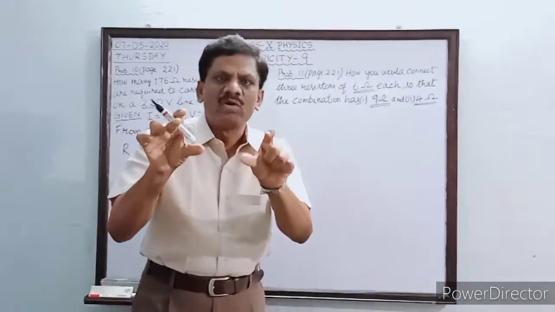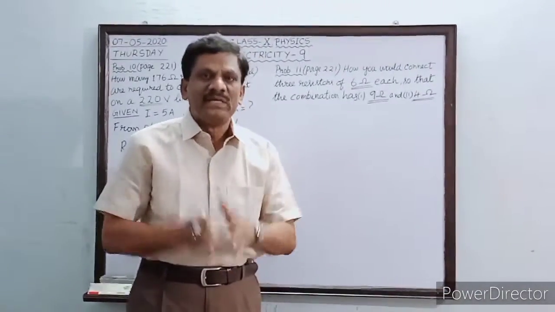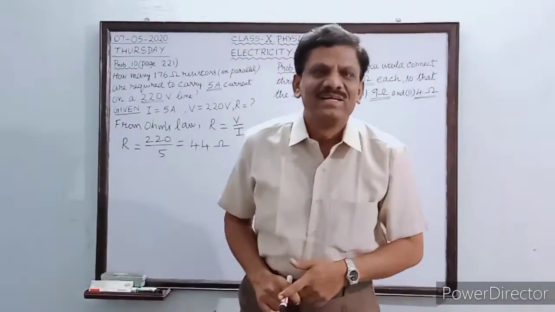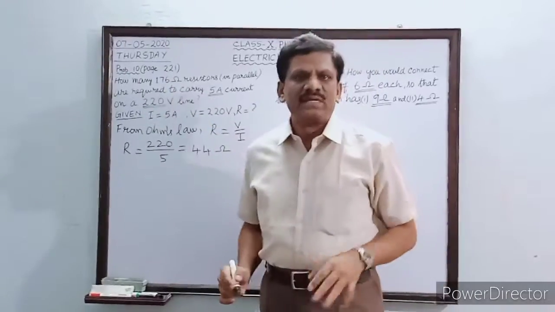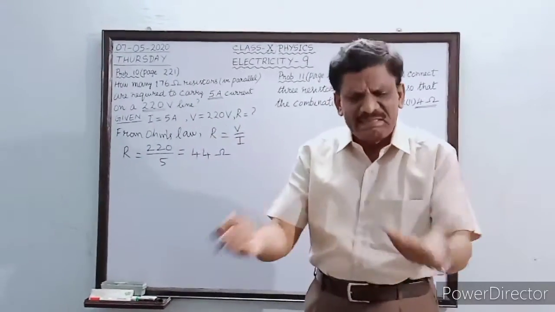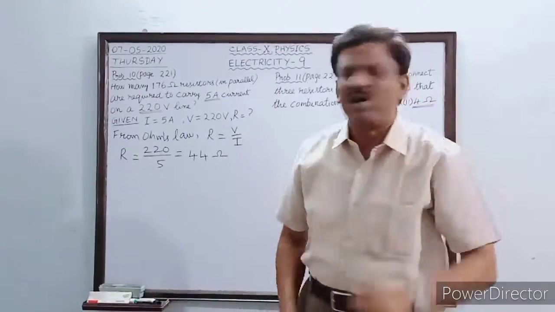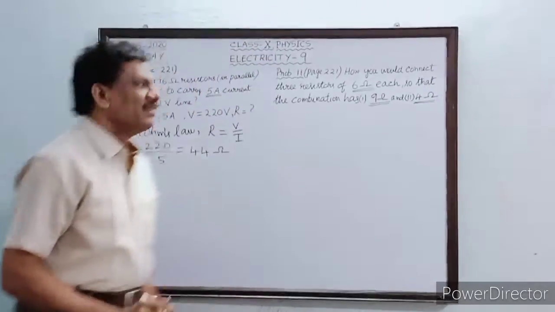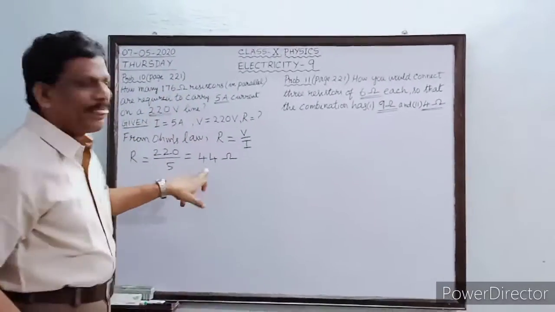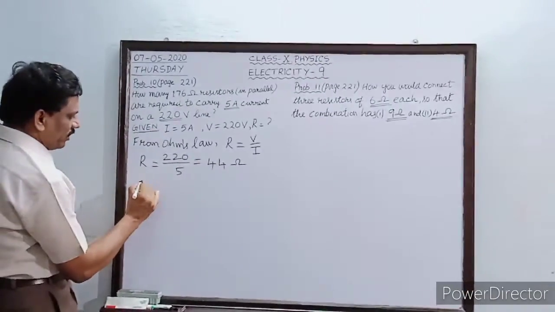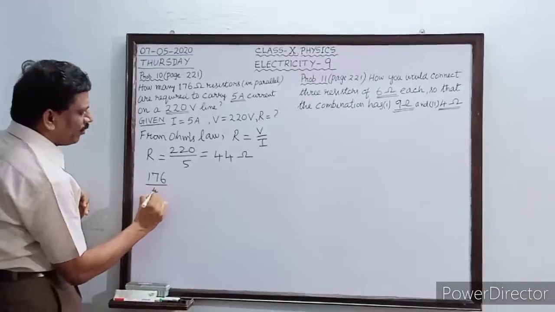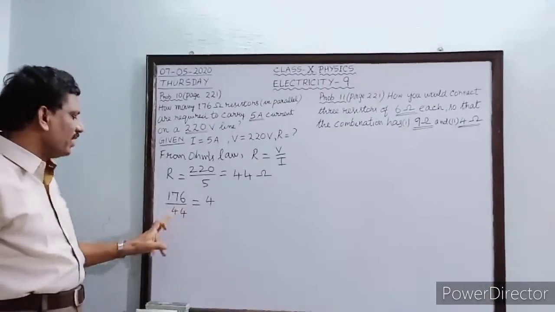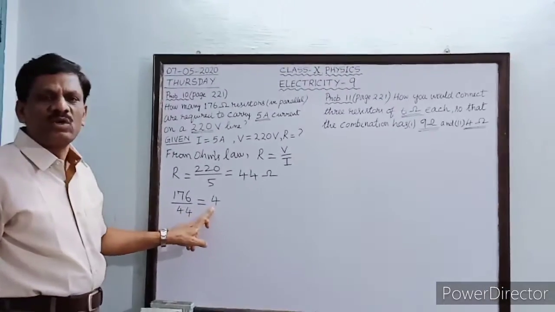Now this 44 ohm resistance we have to make by combining 176 ohm resistors in parallel. Understood or not? What is the value of the given resistance? 176 ohm resistors, plenty are given to us. Out of them, how to make 44 ohm resistance? We have to plan. The shortcut, shall I tell you? First you divide 176 by 44. If you divide 176 by 44, this will be equal to 4. 44 into 4 is how much? 4 4s are 16, so 176 will come.